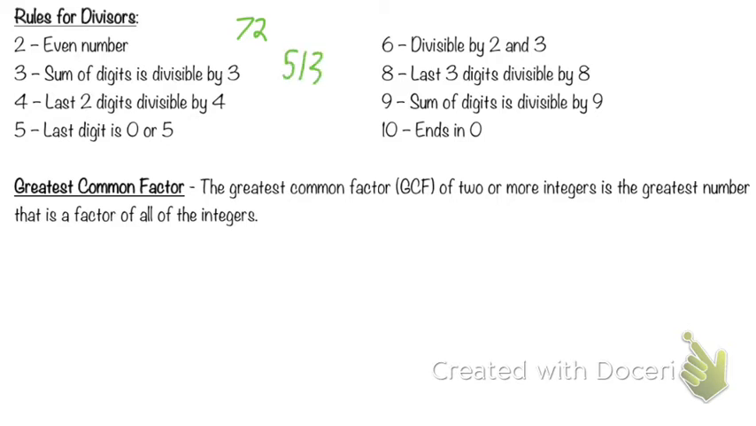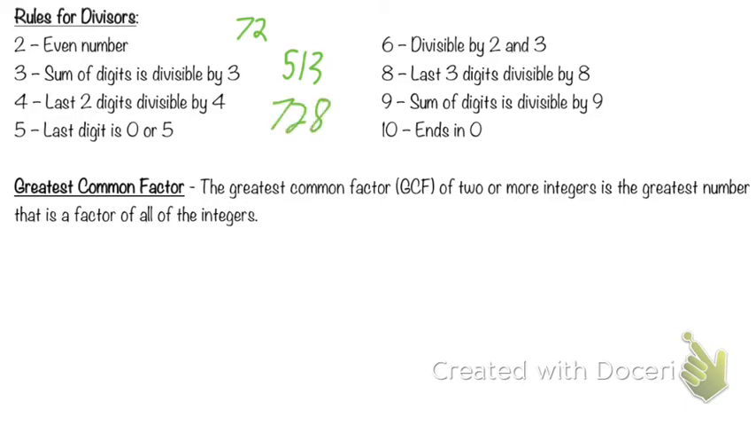513. Is that divisible by 3? Yes. 5 plus 1 is 6, 6 plus 3 is 9. 3 goes into it. So you know right away if it does. Now we'd have to divide to see how many times it does go into it, but we know instantly whether or not it does. That's kind of cool.